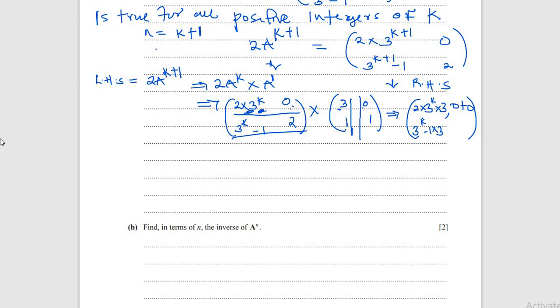So, 3 raised to the power k, and also 2 times 1. Okay, hold on. Let me put the result of the multiplication somewhere so you understand the process.